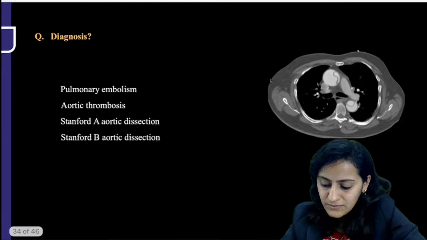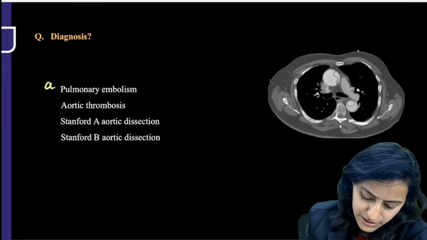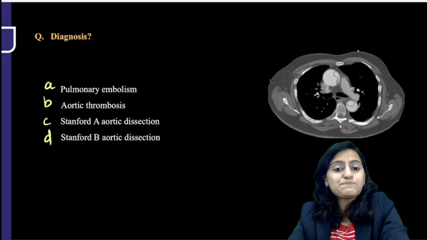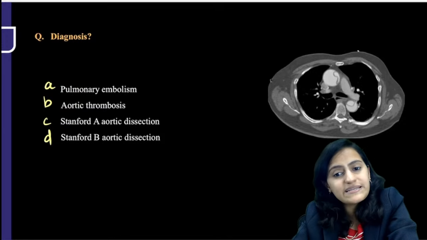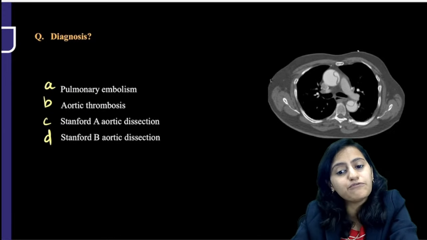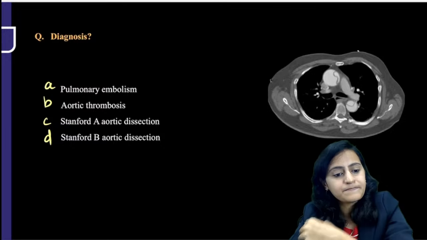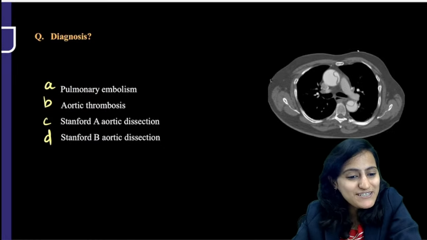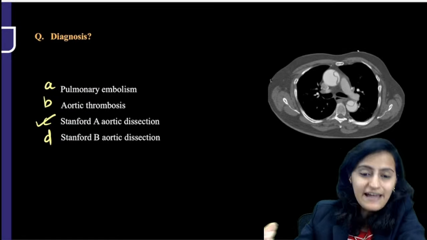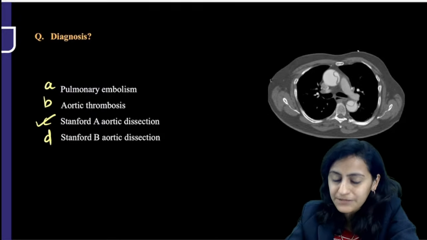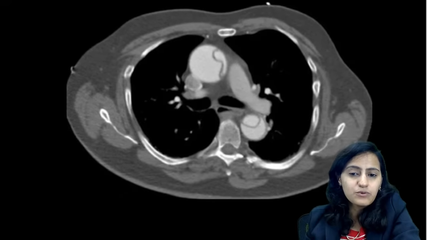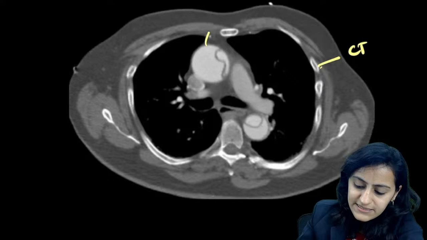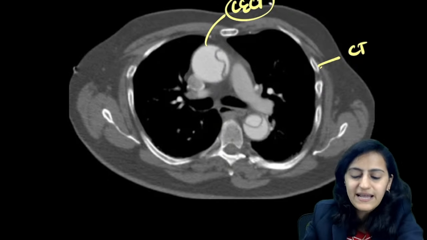Okay. Going on to the next one. What do you think is the diagnosis in this case? Is it pulmonary embolism, aortic thrombosis, Stanford A aortic dissection or Stanford B aortic dissection? Right, majority of you are answering it correctly. This is the Stanford A aortic dissection. Because look at the image here. What is the investigation? The white bones, this is CT scan. The contrast in the aorta, this is a contrast enhanced CT.